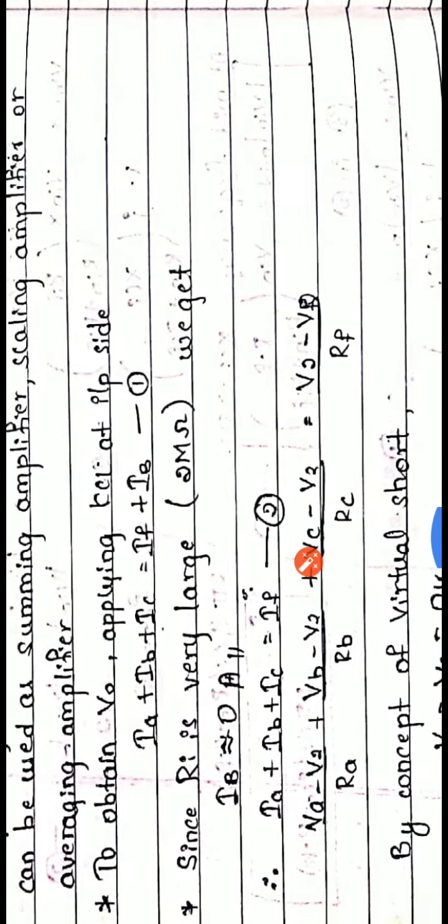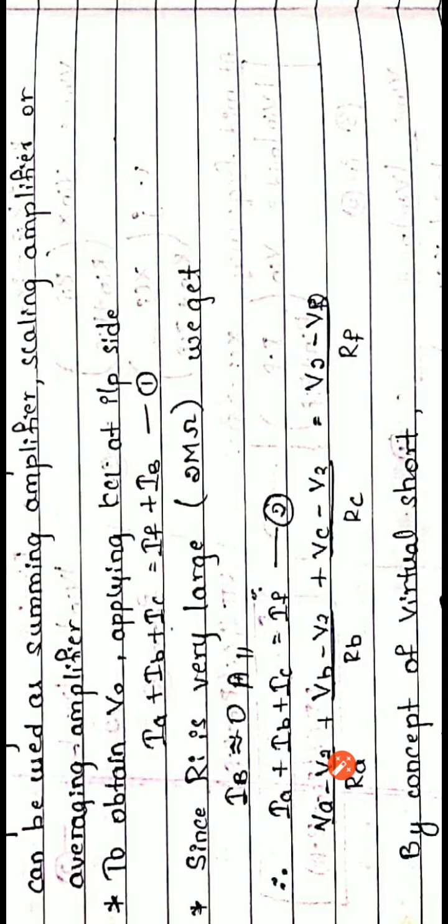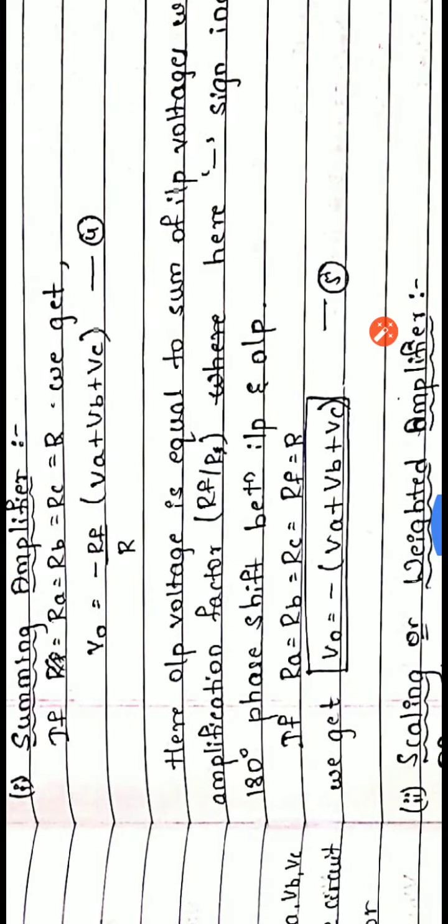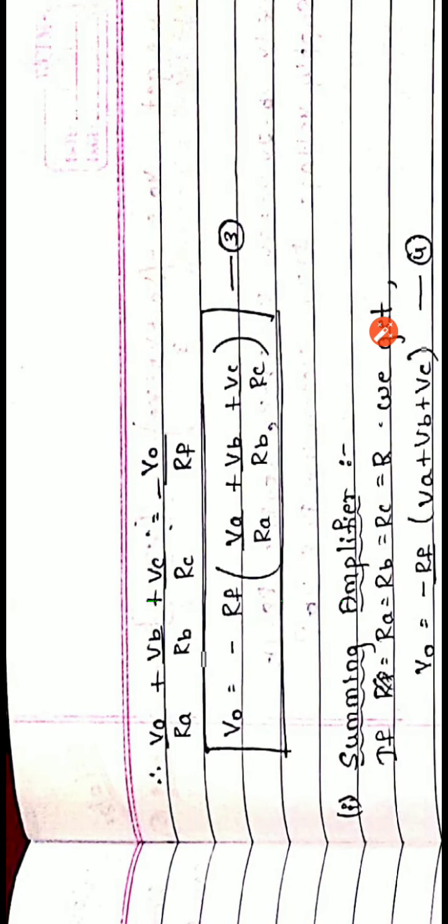So if I substitute this in this expression, V2 becomes 0 here. So what will I get? VA by RA plus VB by RB plus VC by RC equals 0 minus VF by RF. That is shown in this expression. Therefore VA by RA plus VB by RB plus VC by RC equals minus V0 by RF.